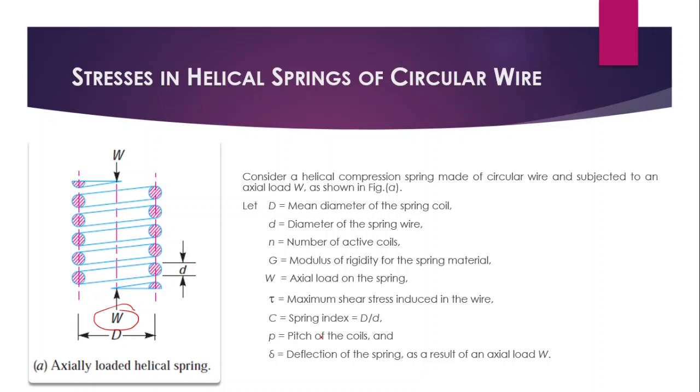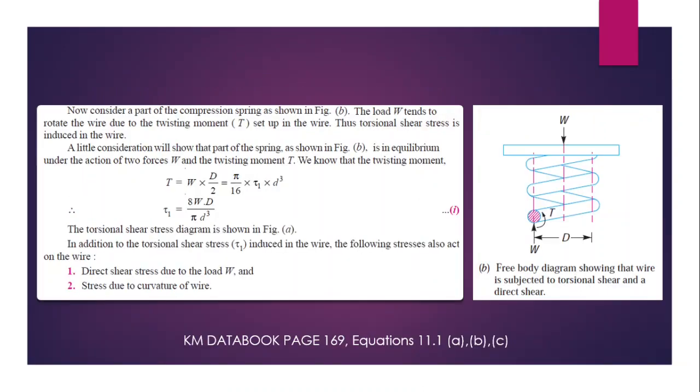Small p is the pitch of the coils, and finally delta is the deflection of the spring as a result of axial load. Now, this spring shown in figure B is in equilibrium under the action of two forces, one W, and the other one the twisting moment T.